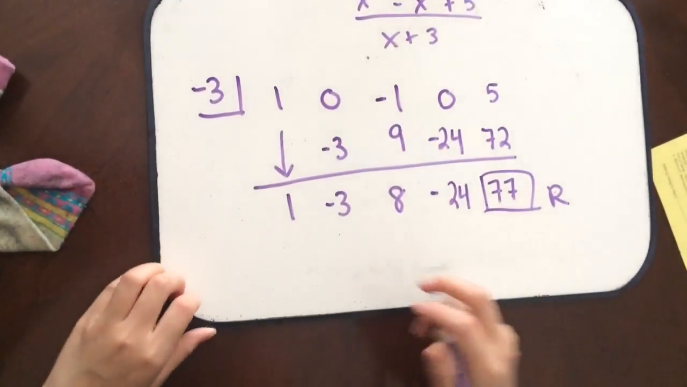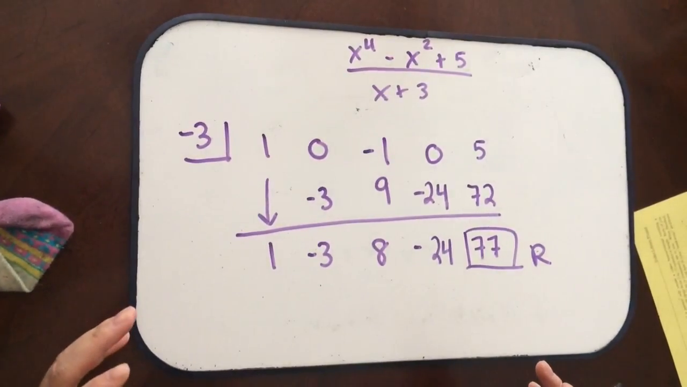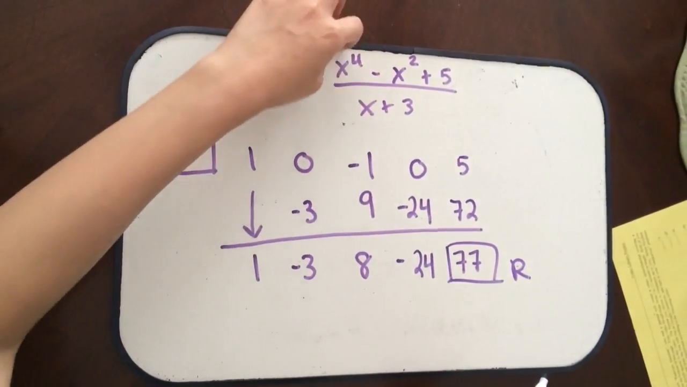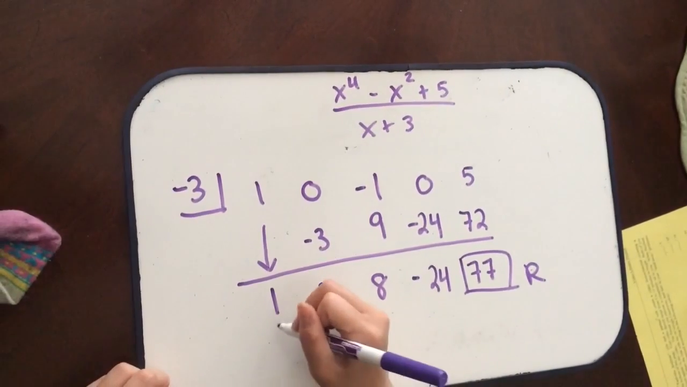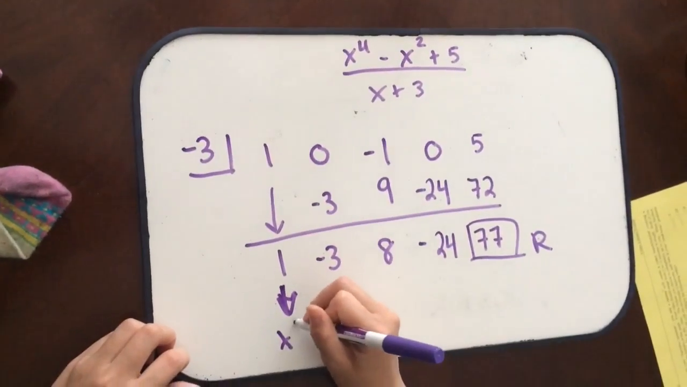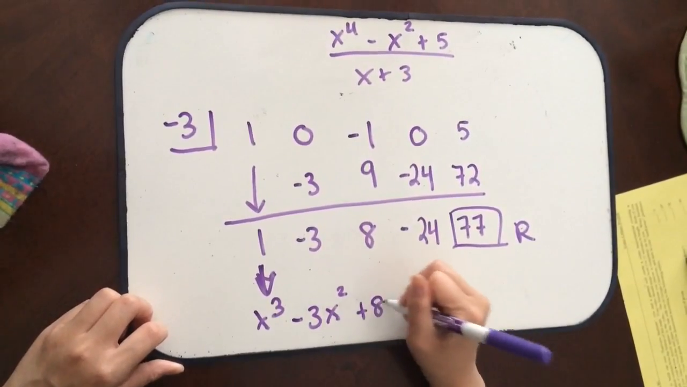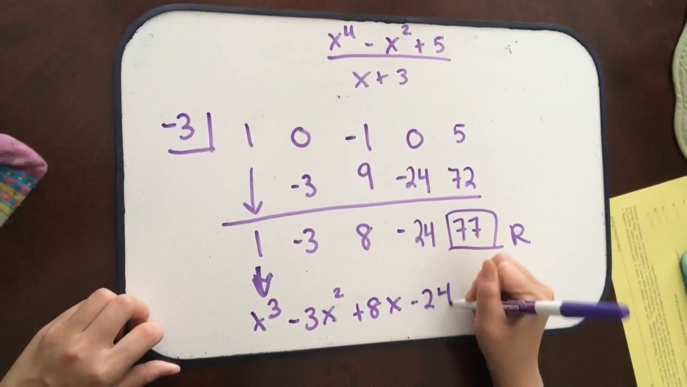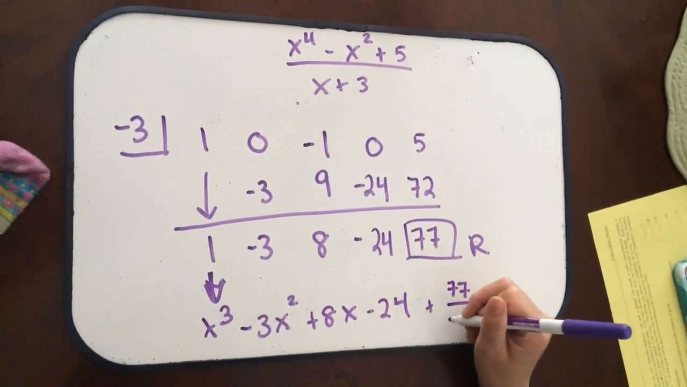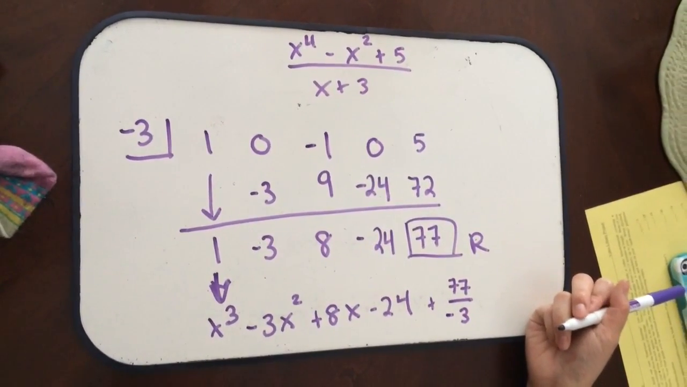And then these numbers can be turned into a whole formula or another equation itself. But what you'll do is go a degree down from this. So then this will be, that's an arrow, x to the third minus 3x squared plus 8x minus 24 plus 77 over negative 3. And then that's your equation that is left.